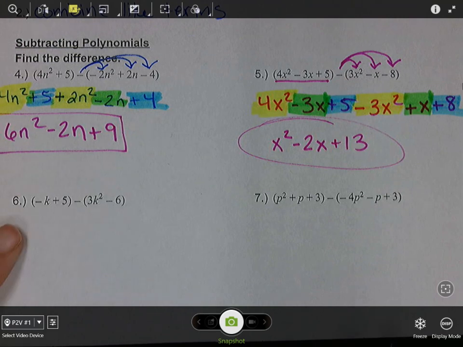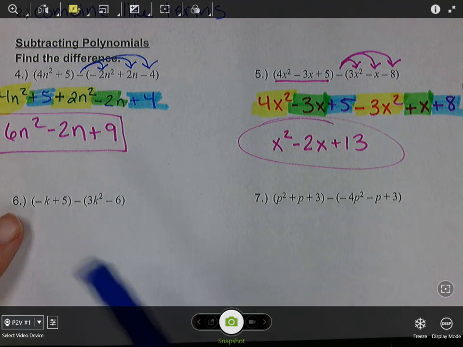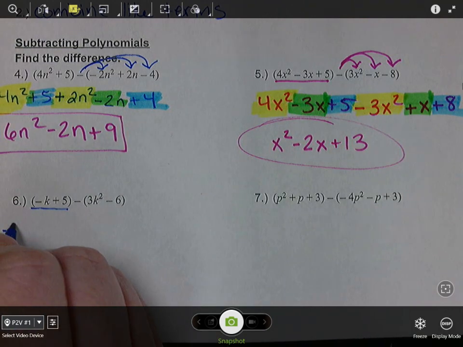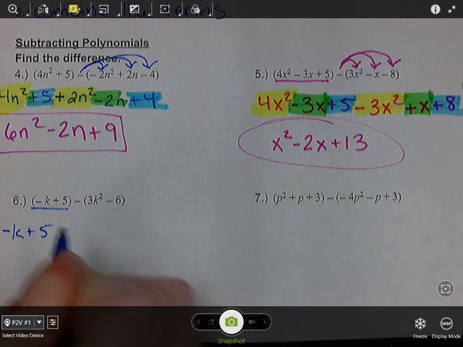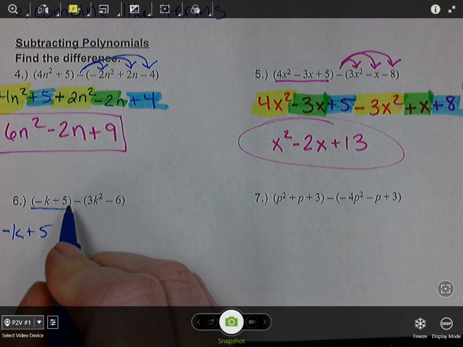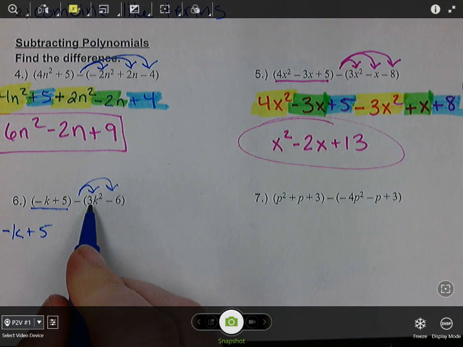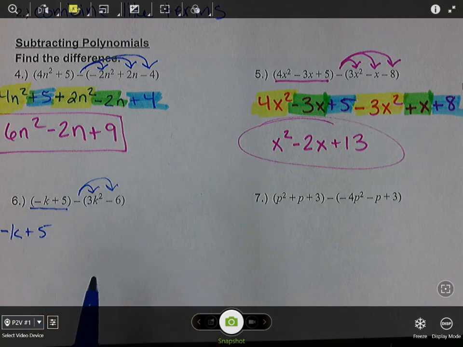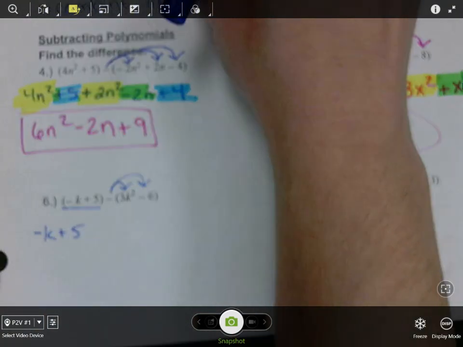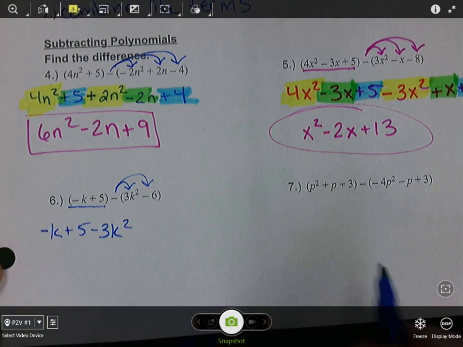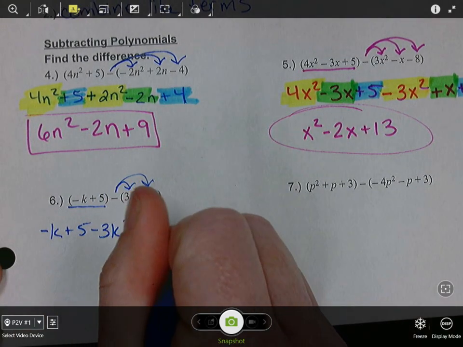All right, number 6. Remember, the first one stays the same. You keep it. So negative k plus 5. You do keep, change, so we distribute the negative. So this positive 3k squared becomes a what? It becomes a negative 3k squared. And what about that negative 6? What does it become? Positive 6. Perfect.